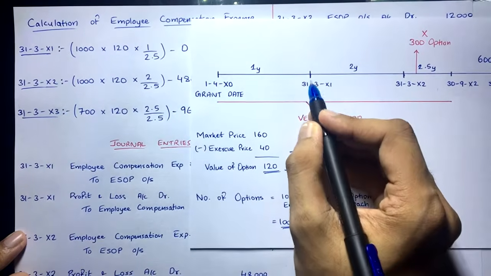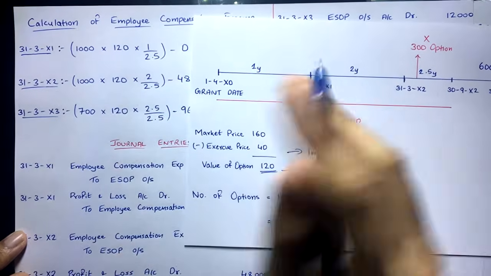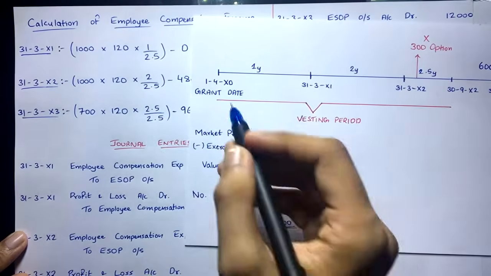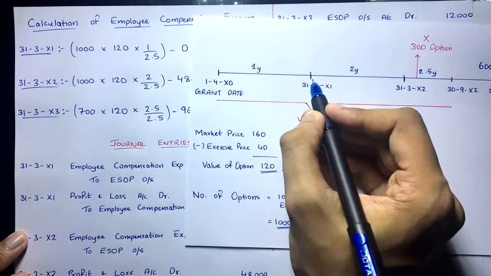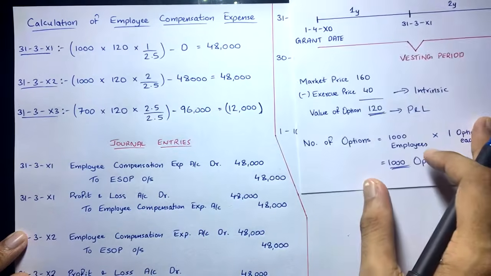31st March, X1. At the end of the first year, we always record the journal entries. No entry will be passed on the grant date. On the grant date nothing is happening; we are just offering the ESOPs. No shares are given, nothing. The expense has to be recognized at the end of the year, right? So both these entries will happen at the end of the year.